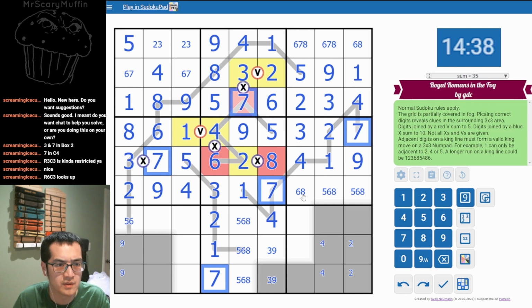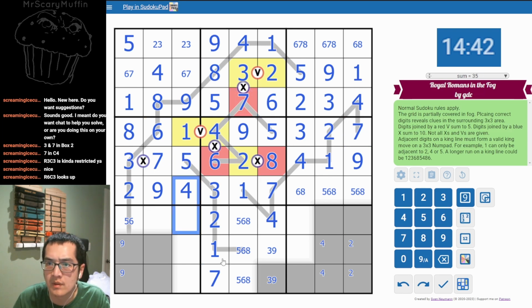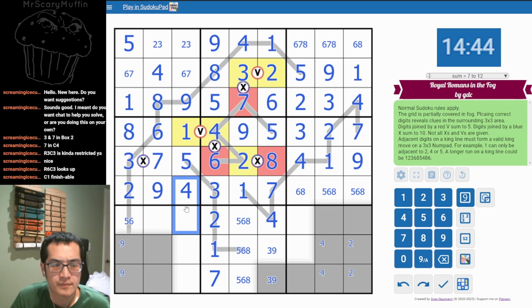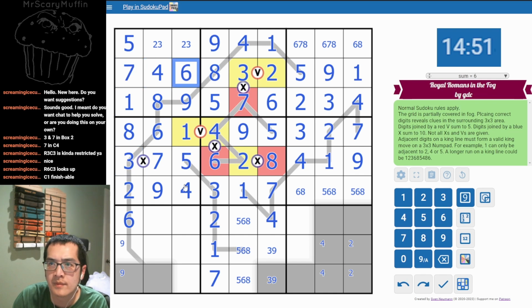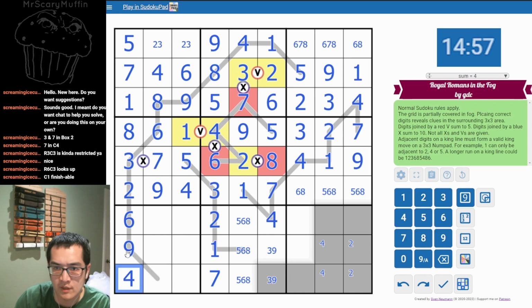What do we got here? Row 6, column 3. Column 1, finishable. No doubt. Oh yes, the 5 sees a 6 here. And now we have a 9 and a 4. 6 can't see a 4, so 6 gotta go into the 9. And 9 is a 5, 6, or an 8, which sees a lot of those things.